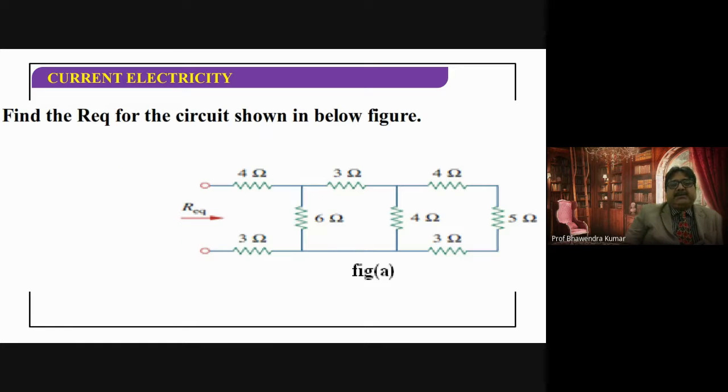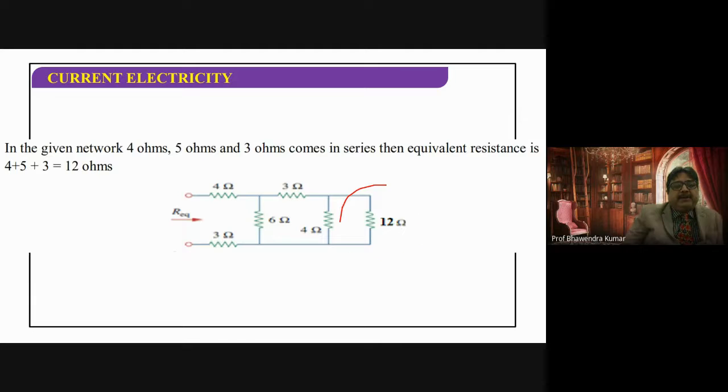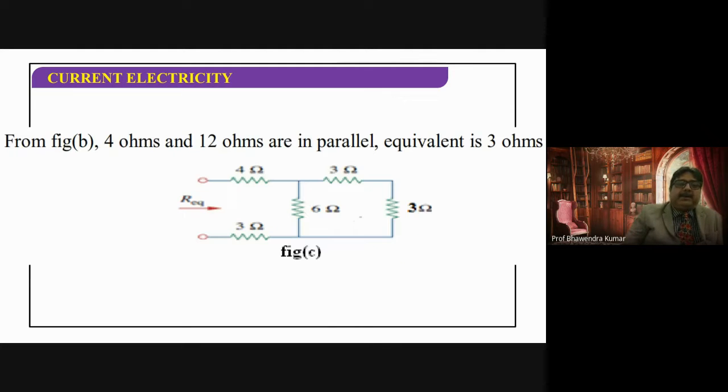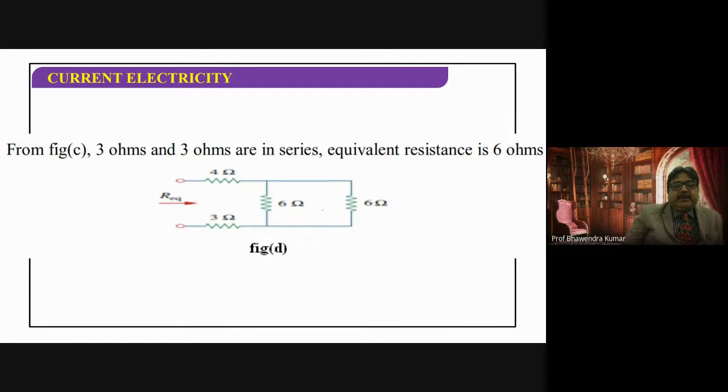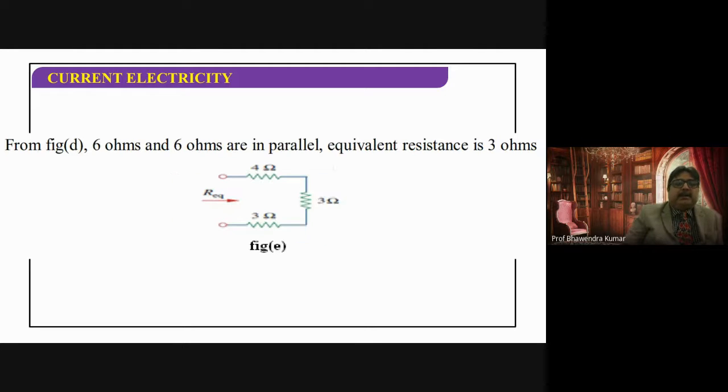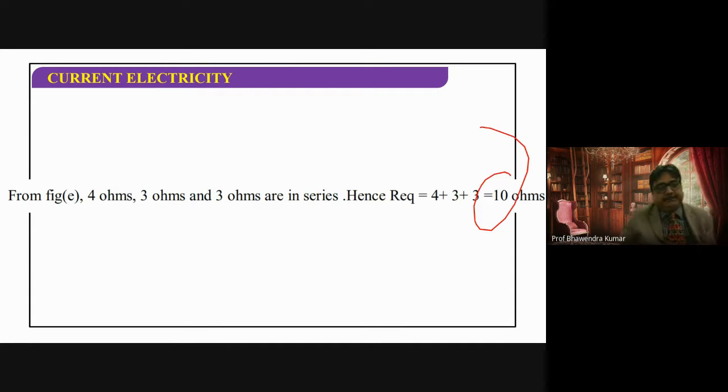This is the first transformation. This 4 ohm, 5 ohm, and 3 ohm are in series. Their series combination will be 12 ohms. 12 ohm and 4 ohm are in parallel. Their equivalent will be 3 ohm. This 3 ohm and 3 ohm in series, their equivalent will be 6 ohm. This 6 ohm and this 6 ohm in parallel will be 3 ohm. And that will be in series with 4 and 3. So it will become 10 ohms. Okay? All of you understood?